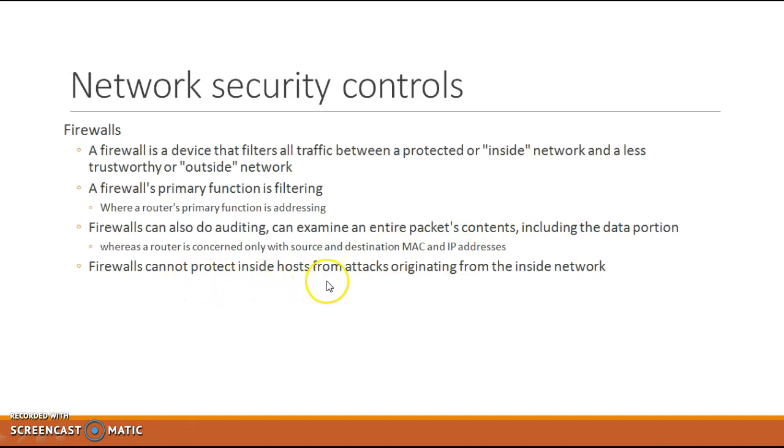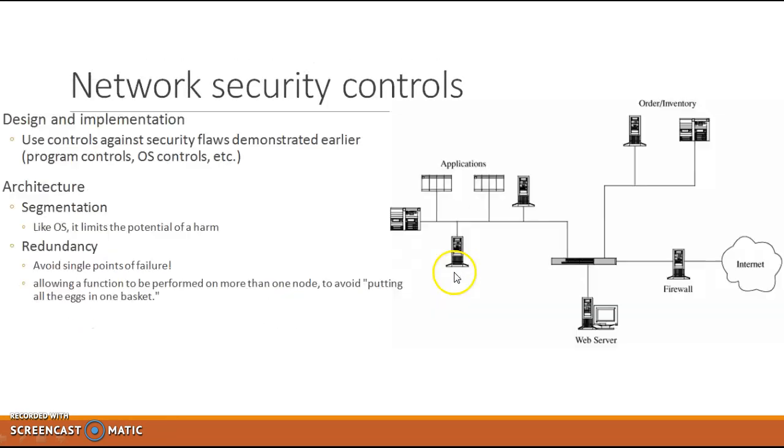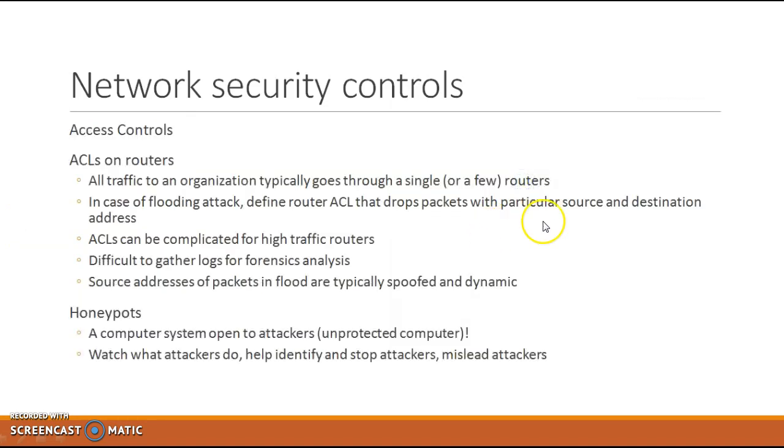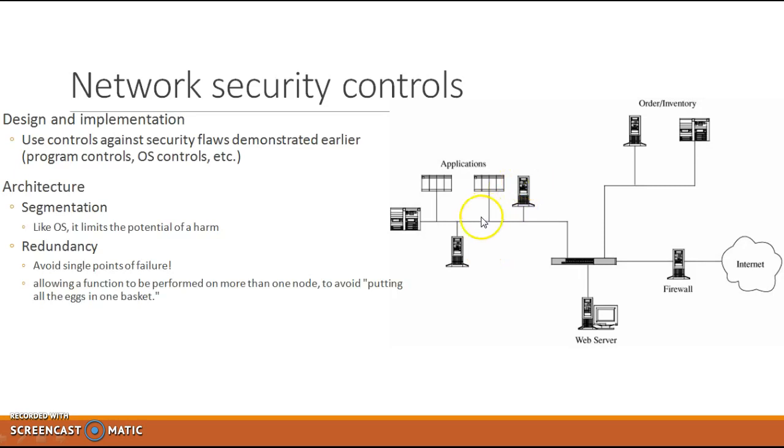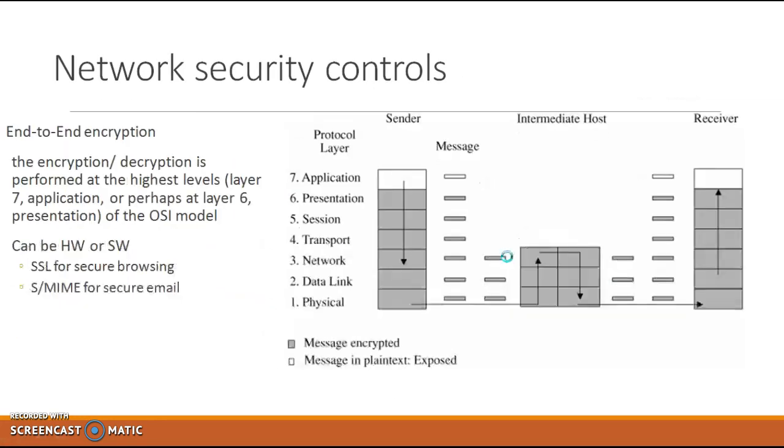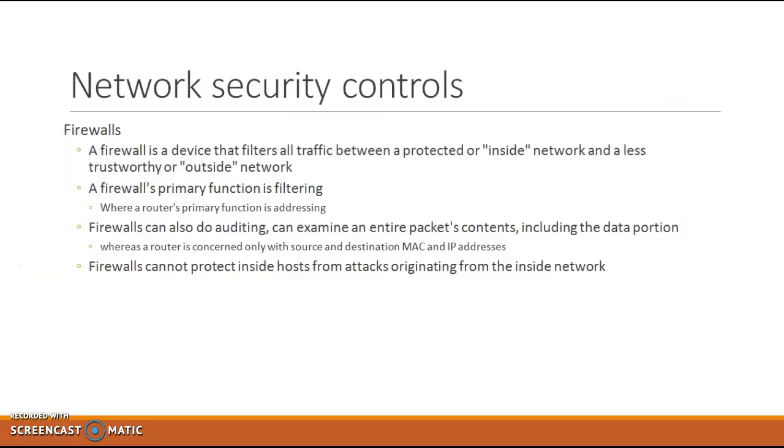A firewall cannot protect an inside host from an attack originating from inside the network. So the firewall only works in this way. If I see over here, the firewall only works when the data is coming from outside, the internet, to the inside. If the data is coming from this computer to this computer, the firewall cannot help you in this communication between these two computers. But firewalls can help you with internet communication to this computer.